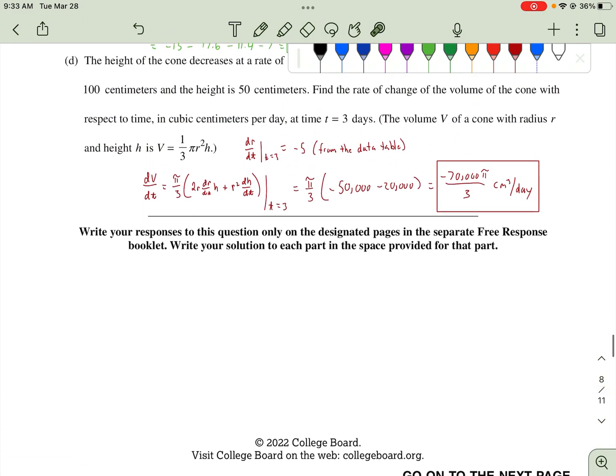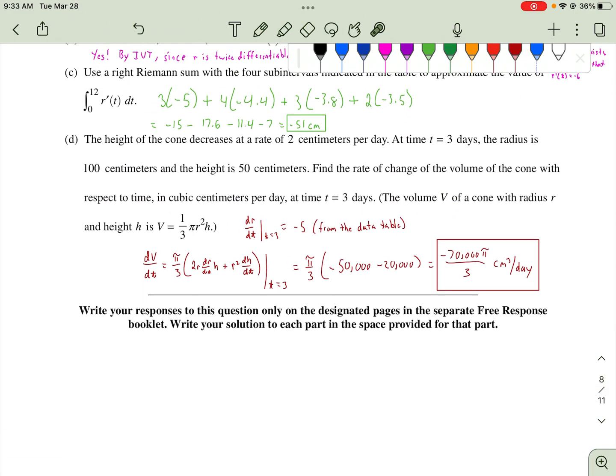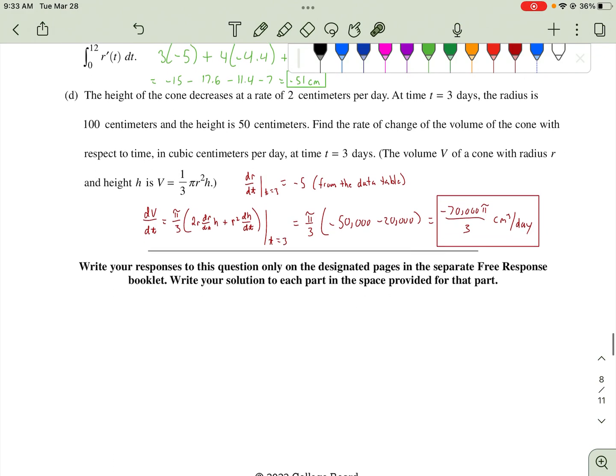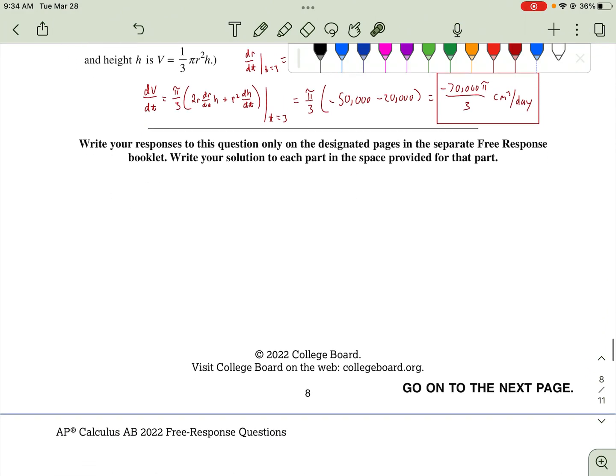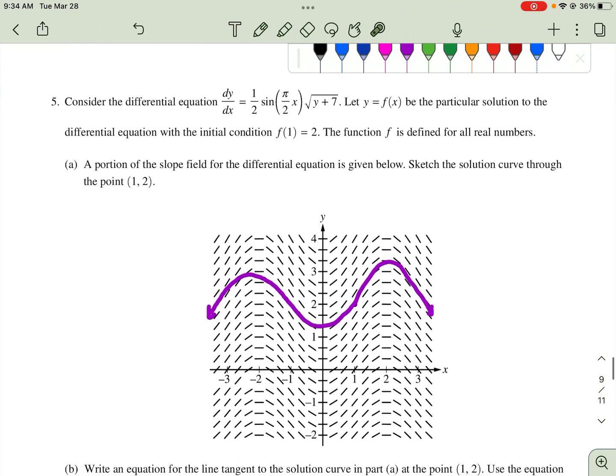Another related rates problem. You will see related rates on the AP exam for sure, whether it's free response or multiple choice. It's not on there a lot, but it is on there. And I think it's something that's very doable as long as you review that stuff.